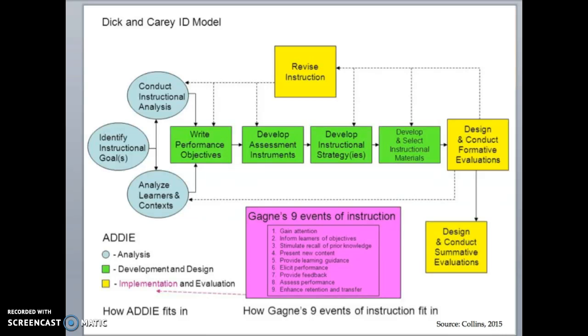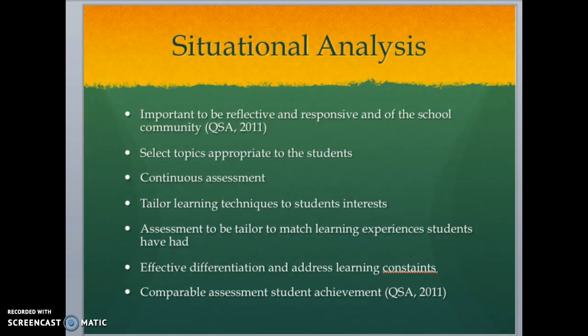So the events of instruction for this model are gaining the attention of the students, informing the students of their objectives, of what they're going to be learning, stimulating recall of their prior knowledge, what they bring to the classroom, which is quite a rich resource, presenting new content, providing learning guidance, eliciting their performance, providing them with positive feedback, assessing their performance, and then enhancing retention and transfer.